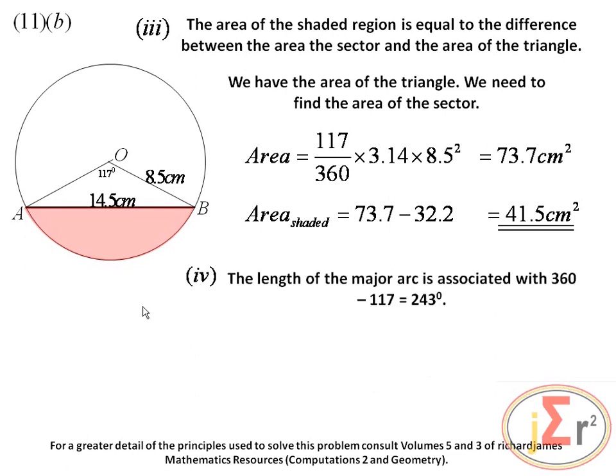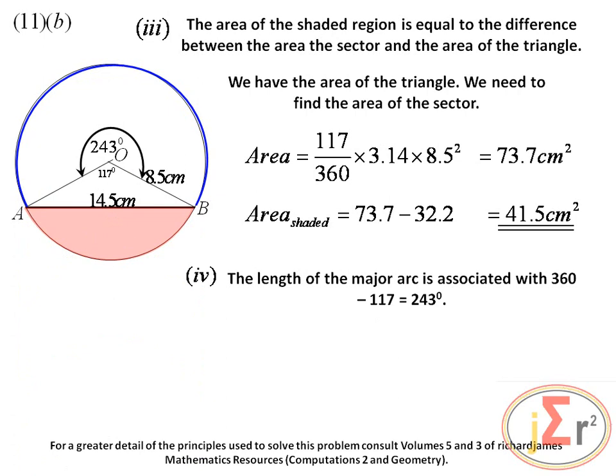But how do we know how to calculate the length of that major arc? The length of the major arc is associated with what? This angle that we have over here. So this one is for the minor arc, this one is for the major arc, and in order to determine that angle, we say 360 minus 117, and that is equal to 243 degrees. That is the arc that we are talking about, and that is its associated angle.